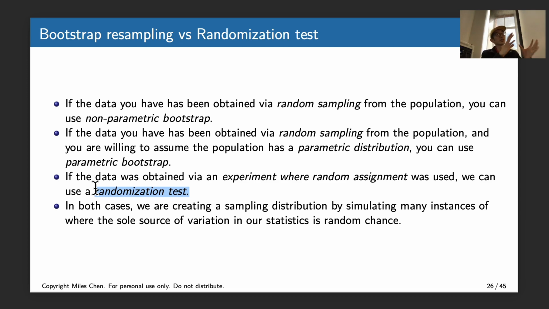So usually you're in one situation. Either you have a random sample of data, and it's reasonable to assume it's representative of the population, and you use non-parametric bootstrap. Or you've done an experiment where you don't have a random sample, but in your experiment you use random assignment. If you have used random assignment, then you can assume exchangeability and do a randomization test. So those are the differences there, okay? In all of these cases, we're simulating our sampling distribution.